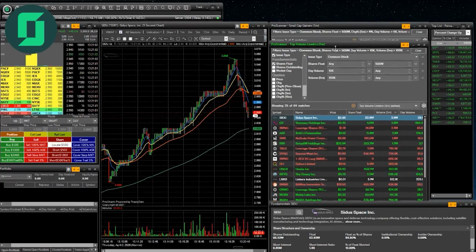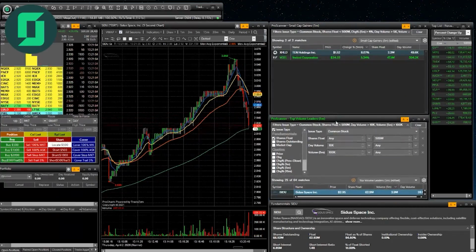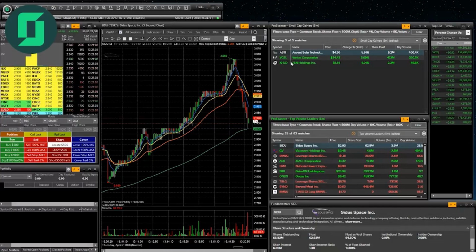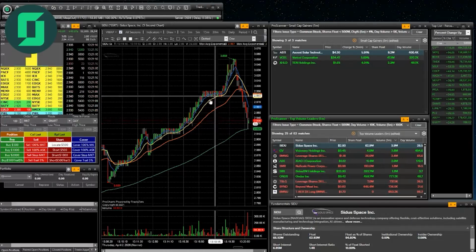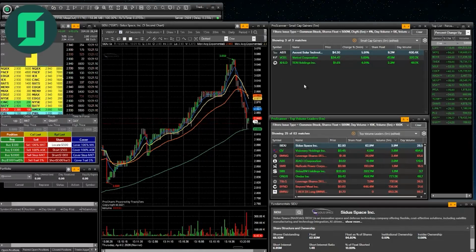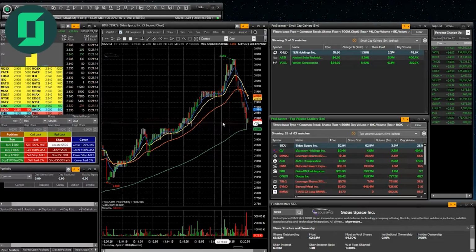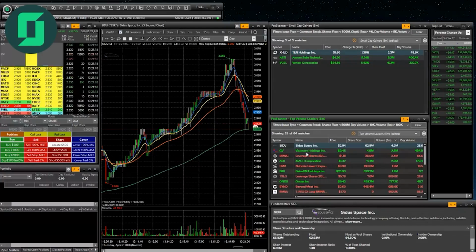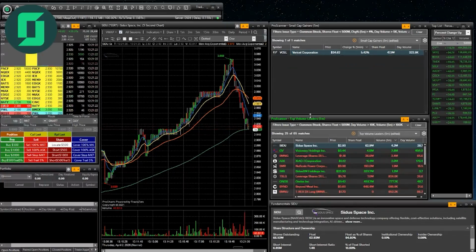Now, if I open up the other scanner, I've got two scans here. The top scanner is the small cap gainers scanner. This isn't showing SIDU, because it hasn't increased over the last 5 minutes. It's actually decreased over the last 5 minutes. The thing with the volume scanner is it tells you where the party's at. It tells you where the shares are being traded.